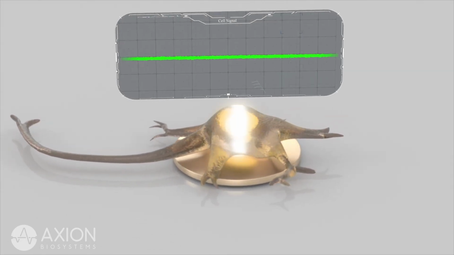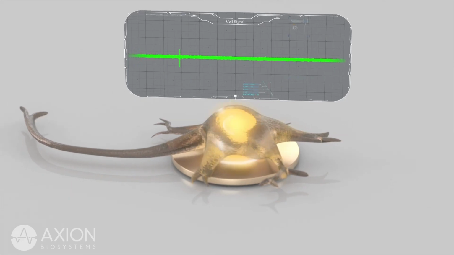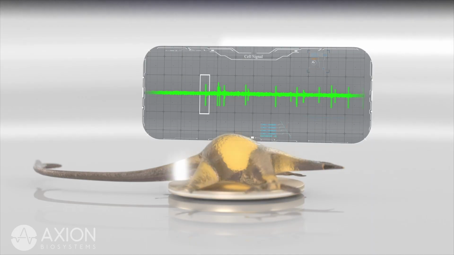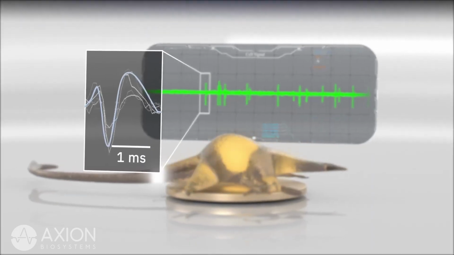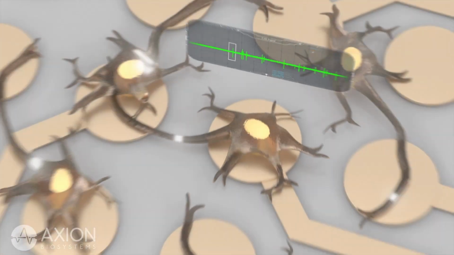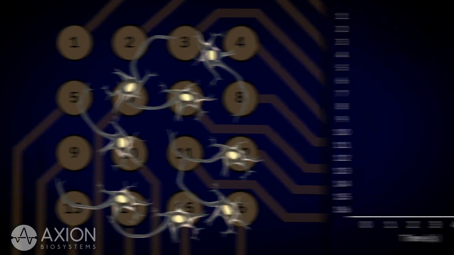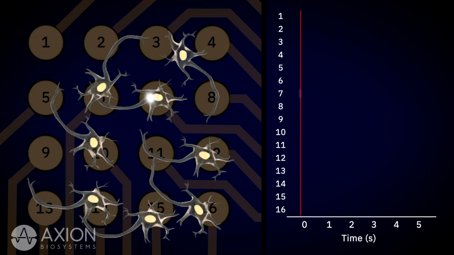The signal shown here represents the voltage over time from a single electrode. Each time the neuron above fires an action potential, a spike appears in the signal. Spikes are simultaneously detected from multiple electrodes across the array, making it ideal to monitor activity throughout the culture and investigate network behavior. A simple way to visualize this network behavior is with a raster plot.